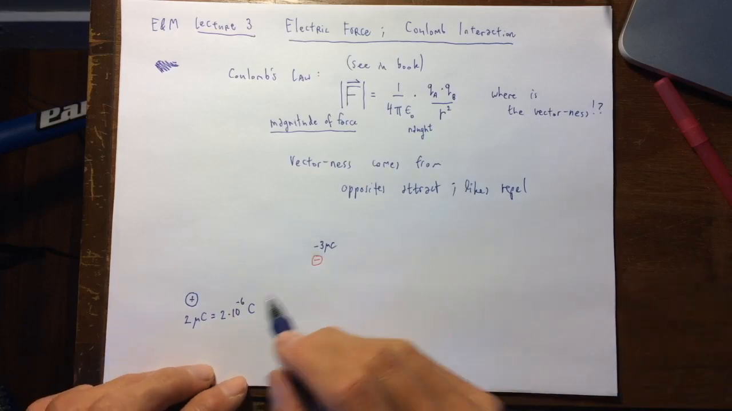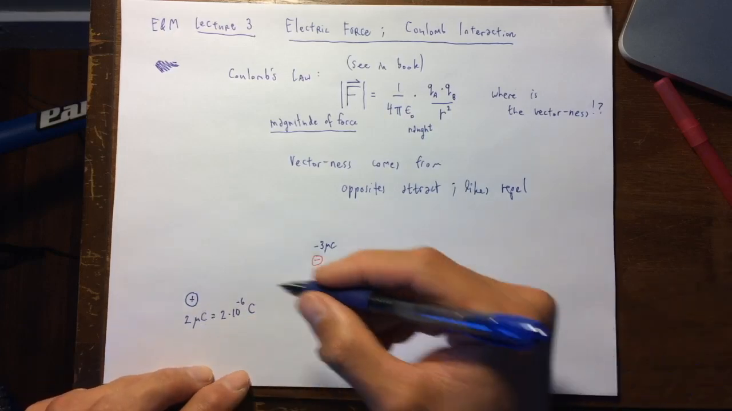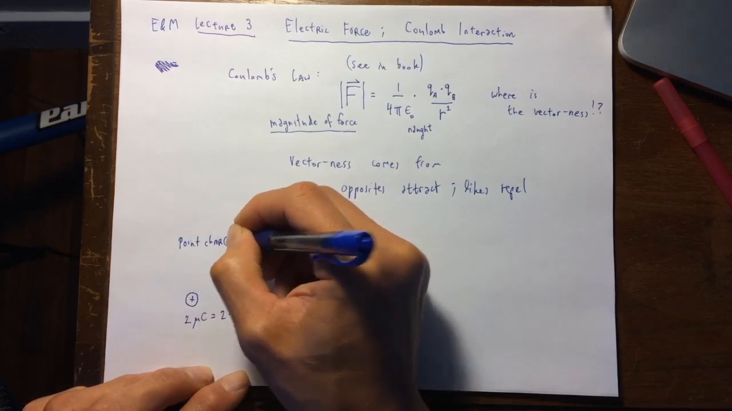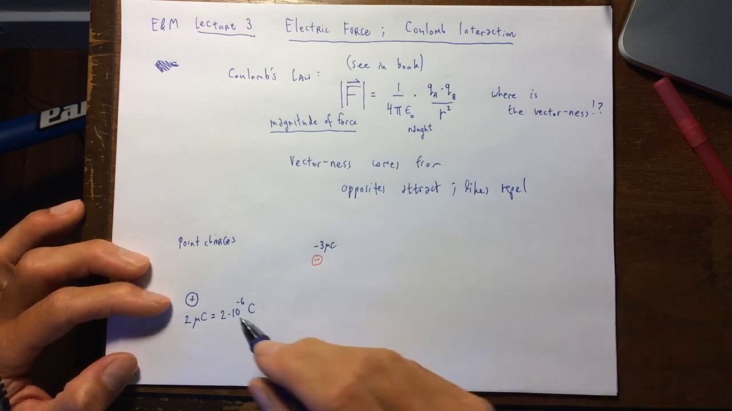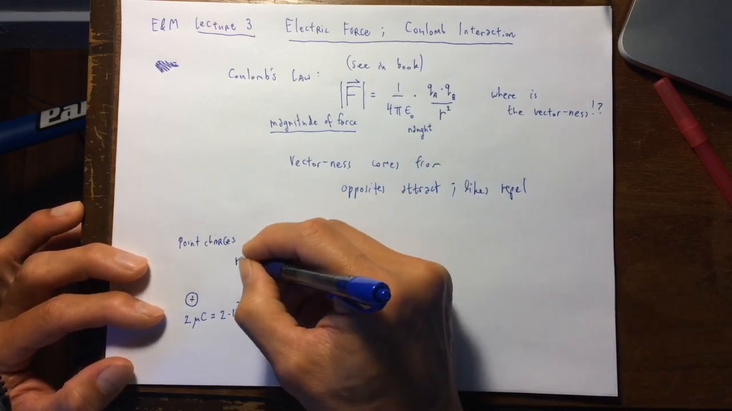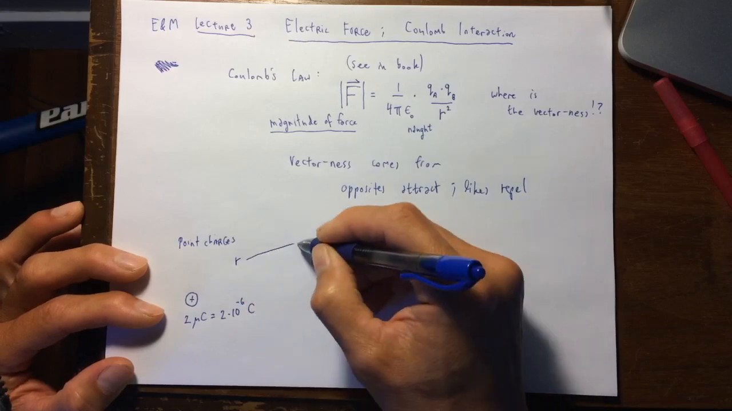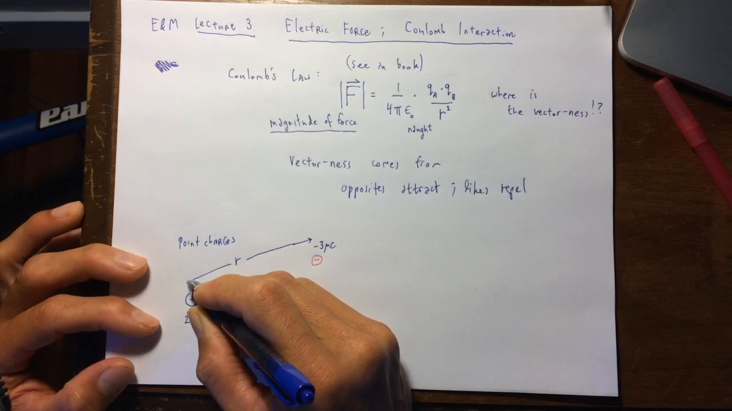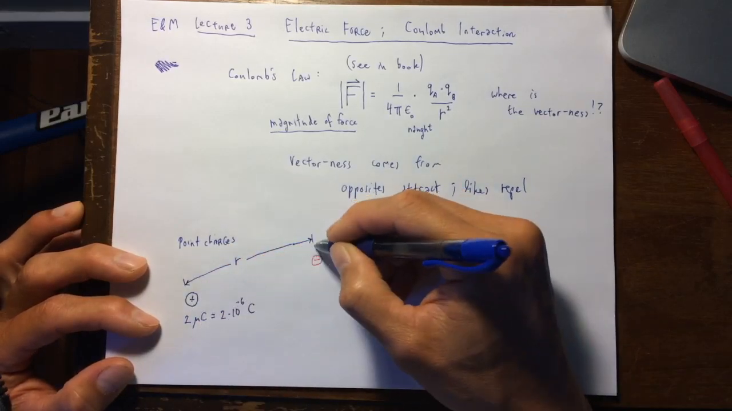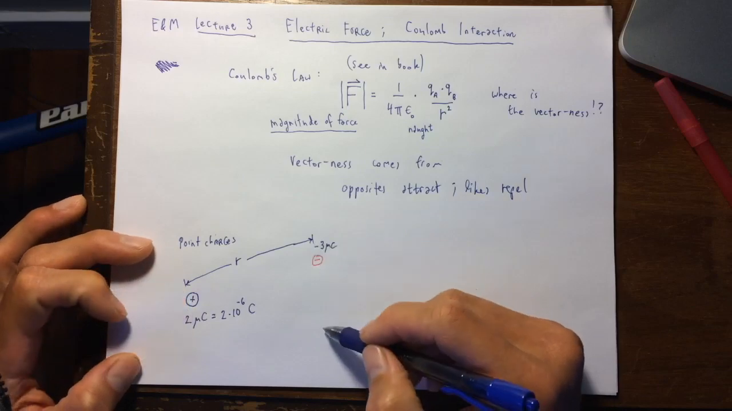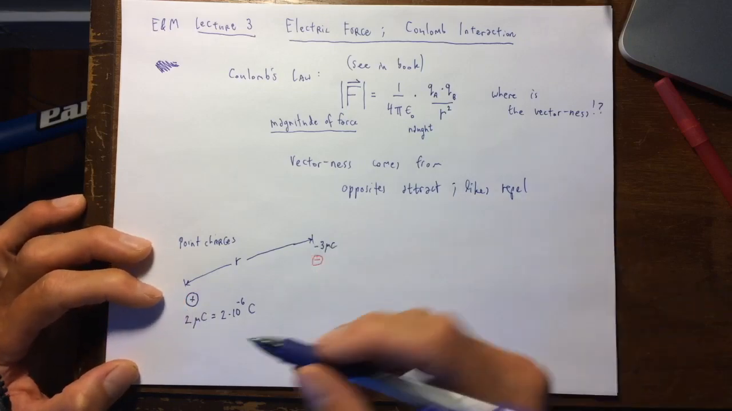And let's say that these 2 point charges, so these are point charges, they are separated by a distance, r. R is the distance between the centers of the point charges, not the near edges and not the far edges either. It's really just about the centers, just like in gravity.